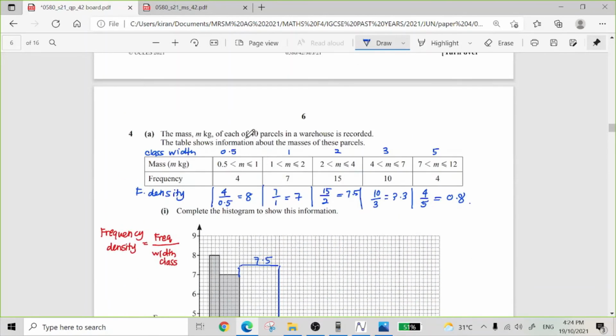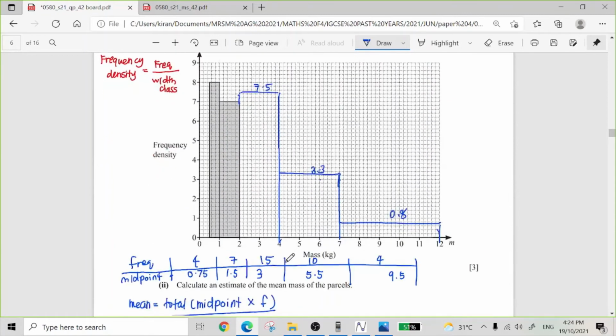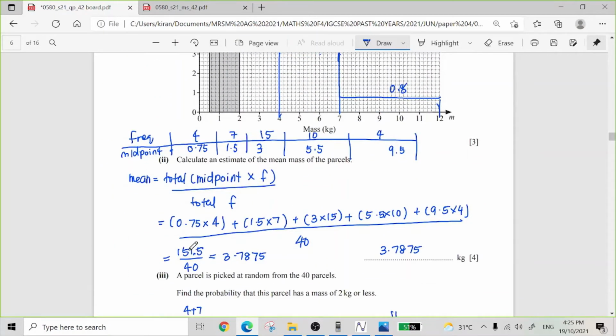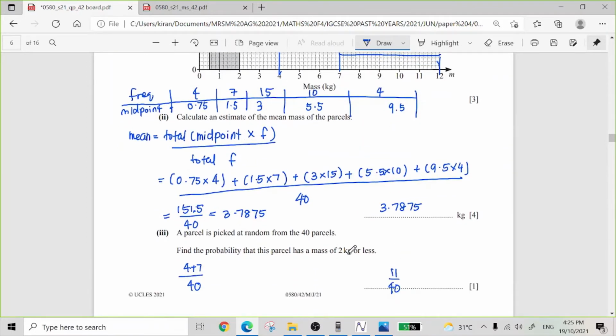So actually the total here, 40 parcels, is the total frequency. Okay, and then we get 151.5 divided by 40, and the answer is 3.7875. Okay, next, a parcel is picked at random from the 40 parcels. Find the probability that this parcel has a mass of 2 kg or less.